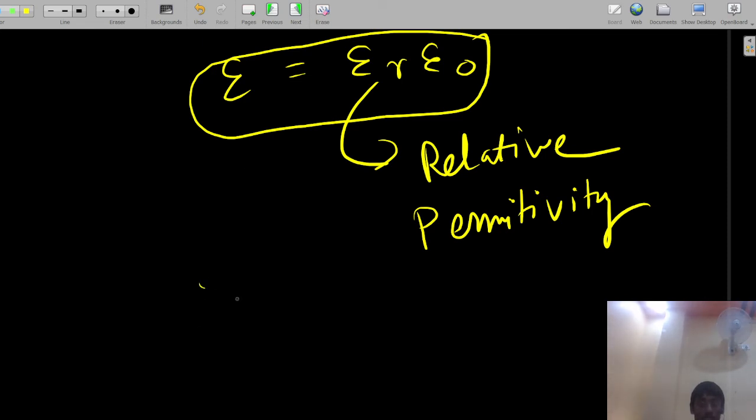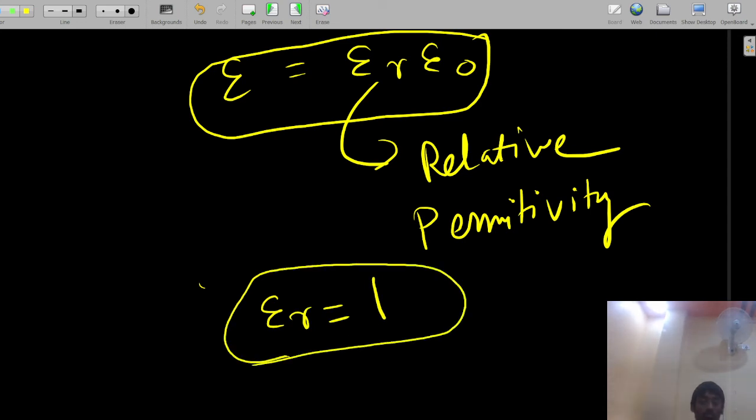So for air, epsilon r is taken as 1, so we write it as 1 by 4 pi epsilon naught.